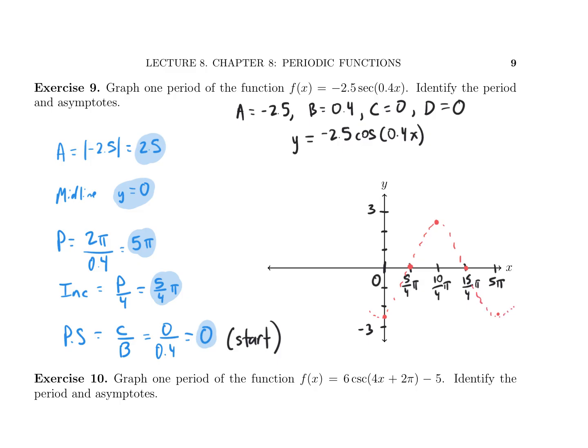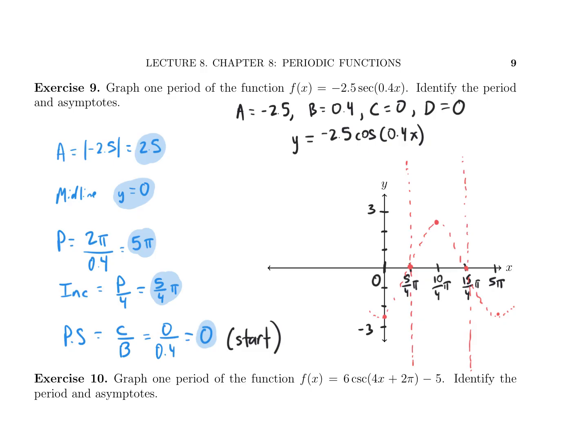We can put the asymptotes in. The asymptotes occur at the x-intercepts of cosine. So there's one asymptote at one x-intercept, and the other asymptote would go at the other x-intercept. And finally, we can draw the branches. The branches are the graphs of the secant function.